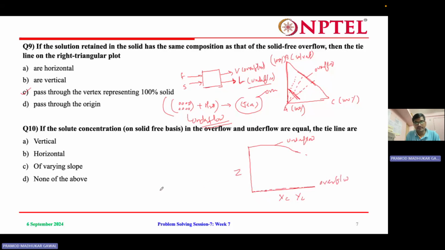This data is obtained by experiment. We change to different concentrations. After attaining equilibrium, we measure the concentration of both phases, the underflow and the overflow. Based on that we get the data and can draw this graph. After attaining equilibrium, we can draw the tie lines. So on a solid-free basis, the tie lines are vertical.